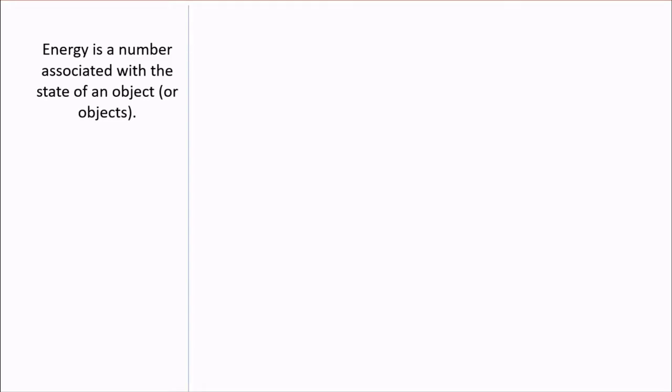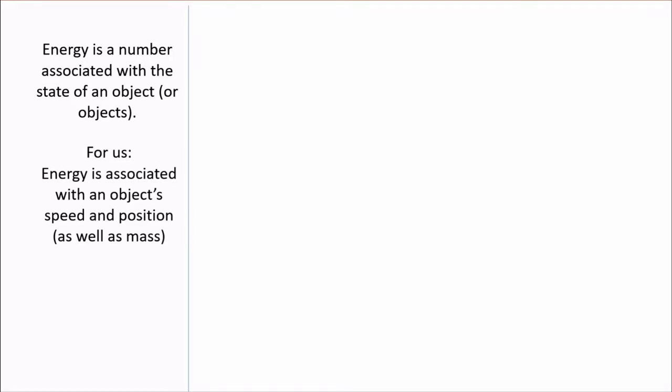Energy is a difficult term to define, since it covers so many different things. But broadly speaking, we can say that energy is a number that is associated with the state of an object and its properties. We can also consider the energy of a group of objects. For our purposes, we will be concerned with the energy associated with an object's speed and position.